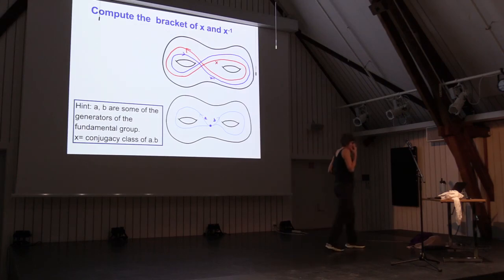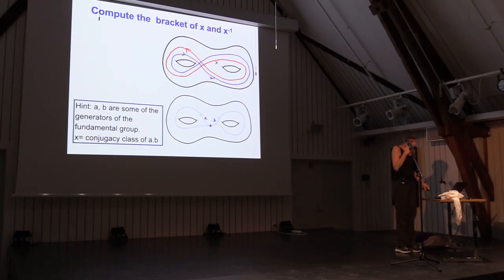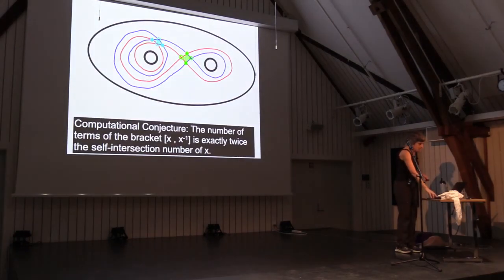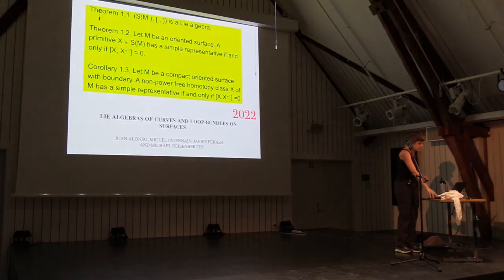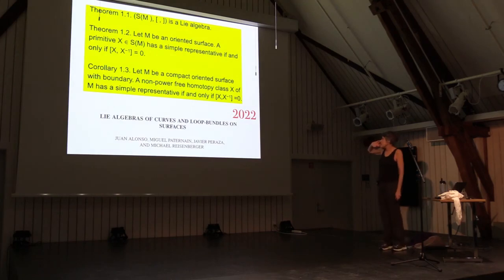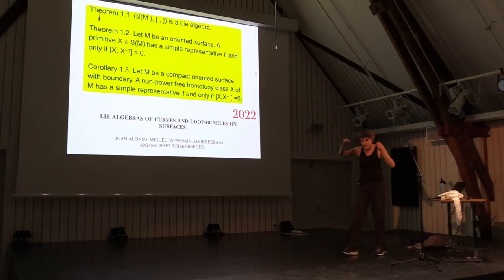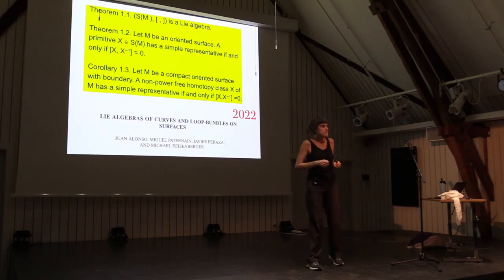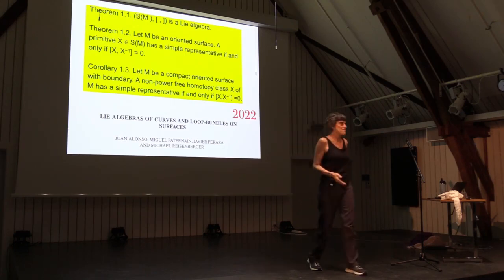Anyway, I made a conjecture that this is equal, and it was proven recently that it's exactly twice. This paper was just out of the oven. They prove that if the bracket of x and x bar is 0, then the curve is simple. But I want to one day prove the conjecture that I have. OK, I'm done, probably over time.